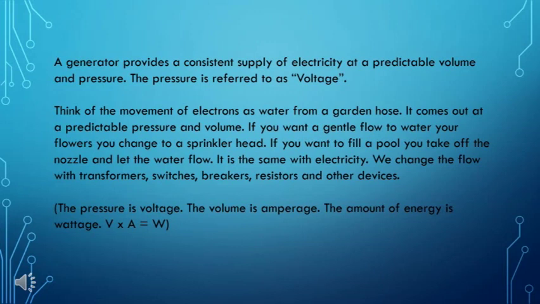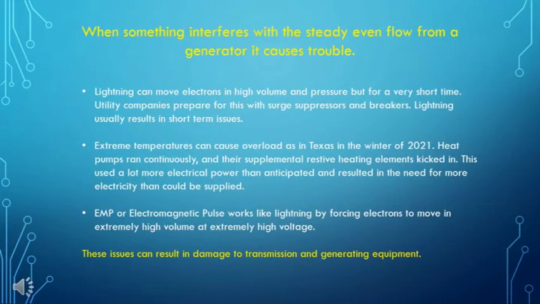The pressure is voltage. The volume is amperage. The amount of energy is wattage. Volts times amps equals watts. When something interferes with the steady, even flow from a generator, it can cause trouble. Lightning can move electrons in high volume and pressure, but for a very short time. Utility companies prepare for this with surge suppressors and breakers. Lightning usually results in short-term issues.